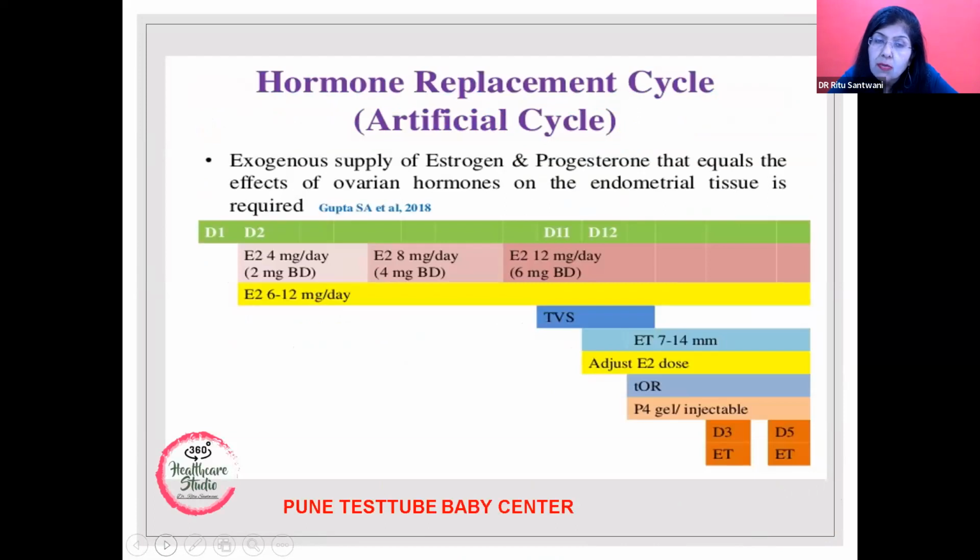So in this hormone replacement cycle, the exogenous supply of estrogen and progesterone, which equals the effects of ovarian hormones on the endometrial tissue, is required. Here we can see amongst the studies how with this increasing dose the good results are there. But as I'm saying again and again, there is nothing like a tailor-made protocol. We have to judge in each and every patient considering all other factors too.